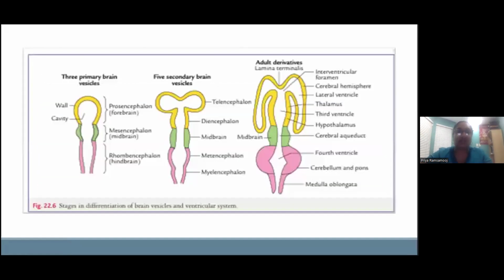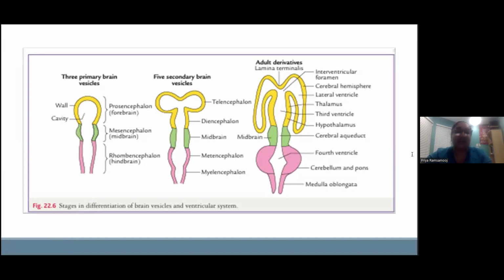This is a pictorial representation of what I was saying: you have your three primary brain vesicles, the prosencephalon, the mesencephalon, and the rhomencephalon. Further, the prosencephalon gives a rostral telencephalon and a caudal diencephalon, as per the color scheme. The telencephalon develops lateral diverticula by evagination, which enlarge and overgrow and cover the caudal diencephalon to form what we will know as the cerebral hemispheres.